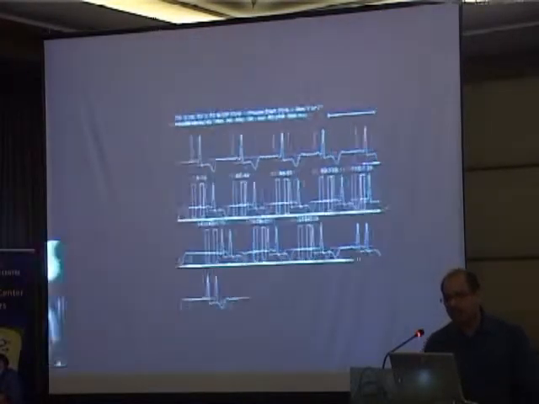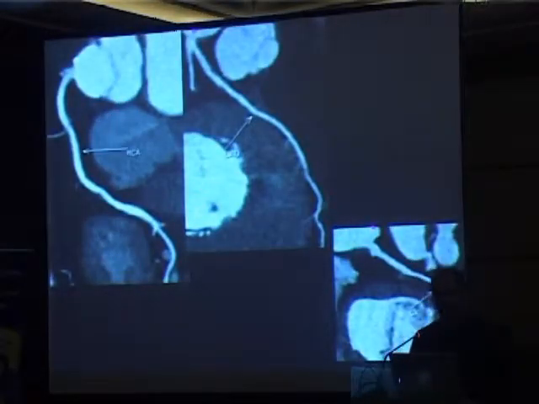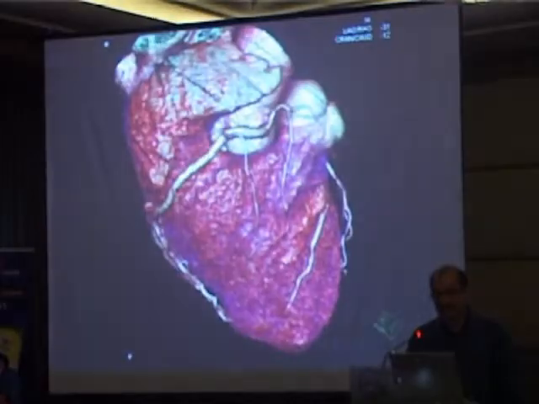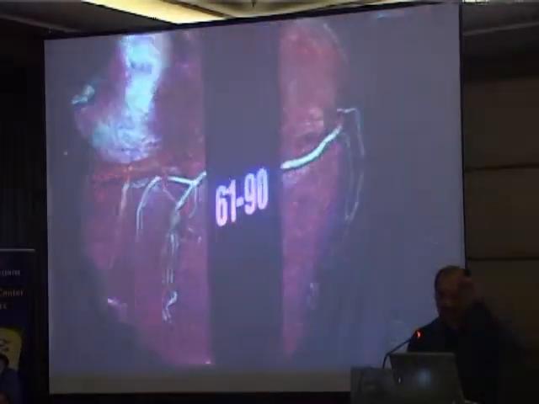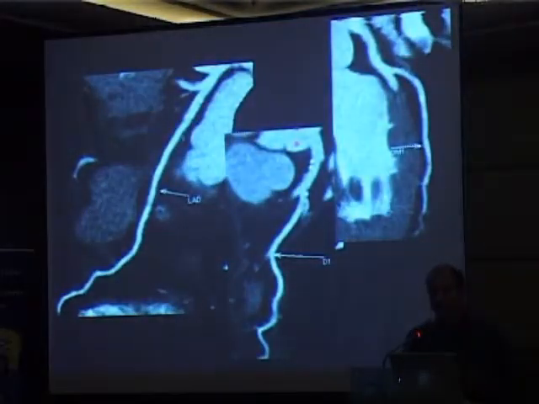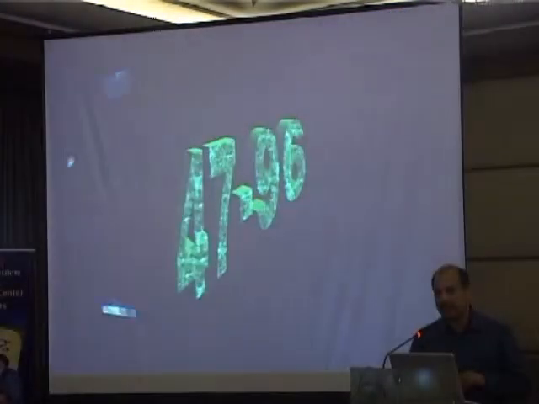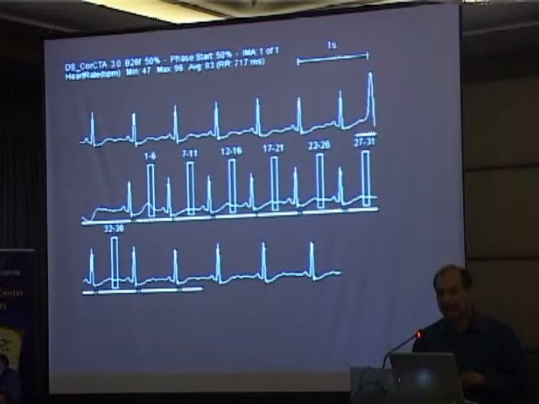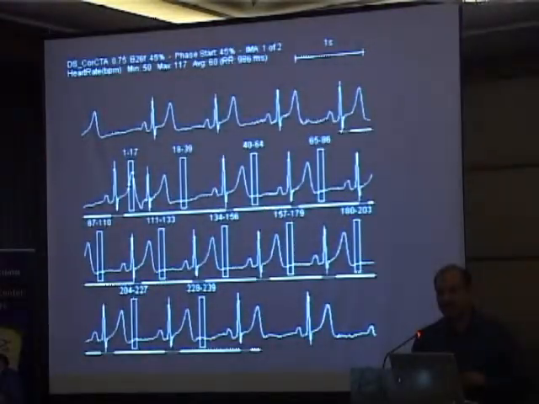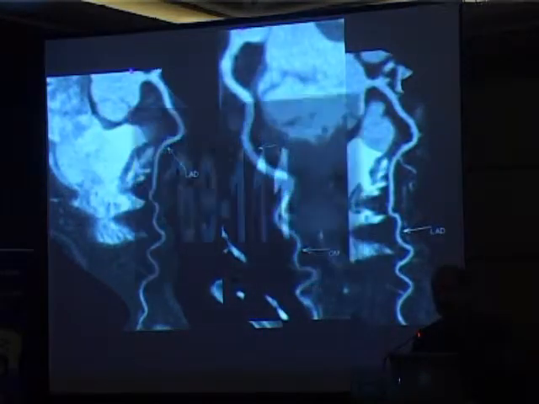Again, the ECG to prove what I'm saying. And you can see the coronaries, there's no interference with such a high heart rate variation. You see excellent pictures. 61 to 90, again a high heart rate variation, and again very nice pictures. 47 to 96, again ECG, and you see these vessels. 50 to 117, again, and perfect image quality.